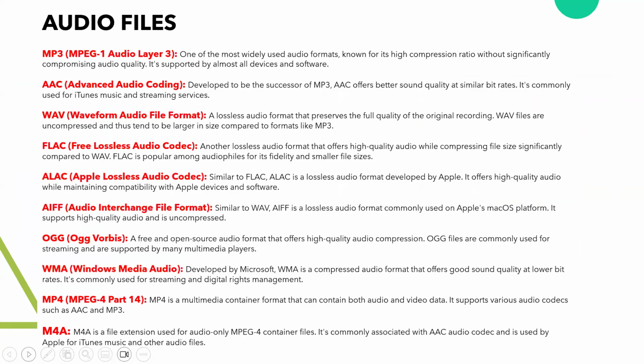Now, defining each of them, we have MP3. MP3 is MPEG-1 audio layer 3, okay? That's what you call MP3. So we have other ones like advanced audio coding. You have wave audio file format. You have free lossless audio codec. You have Apple lossless audio codec. So I think this one is quite similar to the first one I just mentioned.